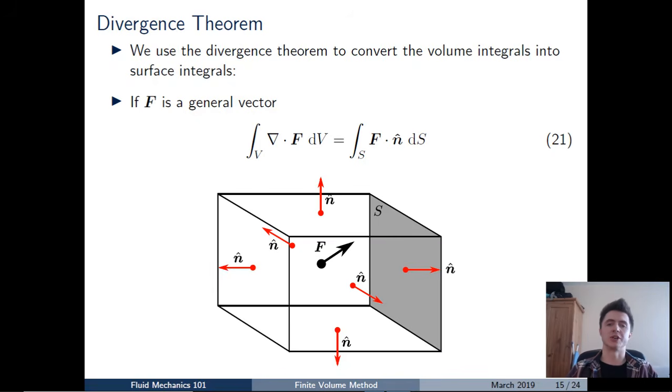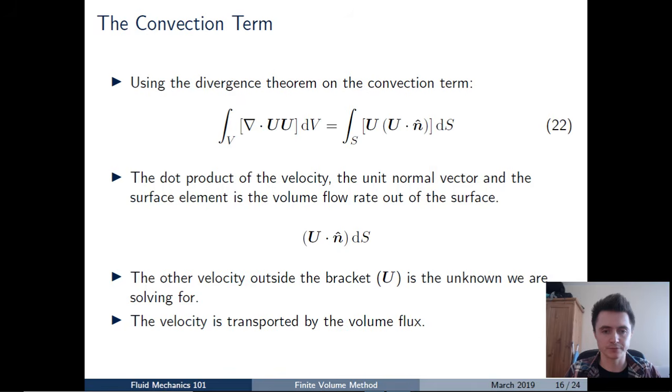So we're going to be using that divergence theorem to modify the convection and diffusion terms and work out the integrals. So if we use the divergence theorem on the convection term, that nabla dot uu, then we arrive at equation 22.